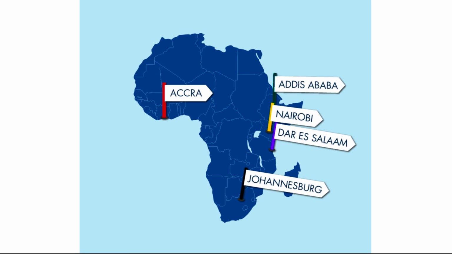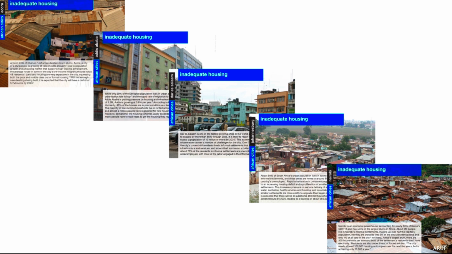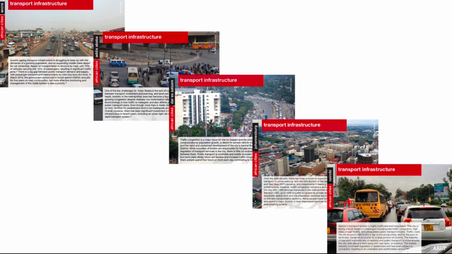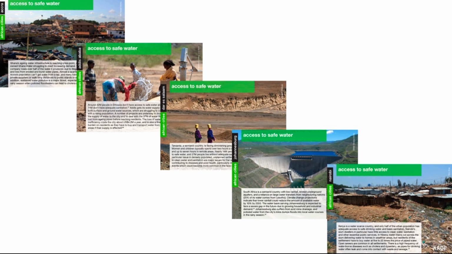And in African cities, you'll find examples from Accra, Addis Ababa, Dar es Salaam, Johannesburg, and Nairobi, in the form of city cards that have been put together by Arup, exploring the future of African cities, on inadequate housing, transport infrastructure, and access to safe water.